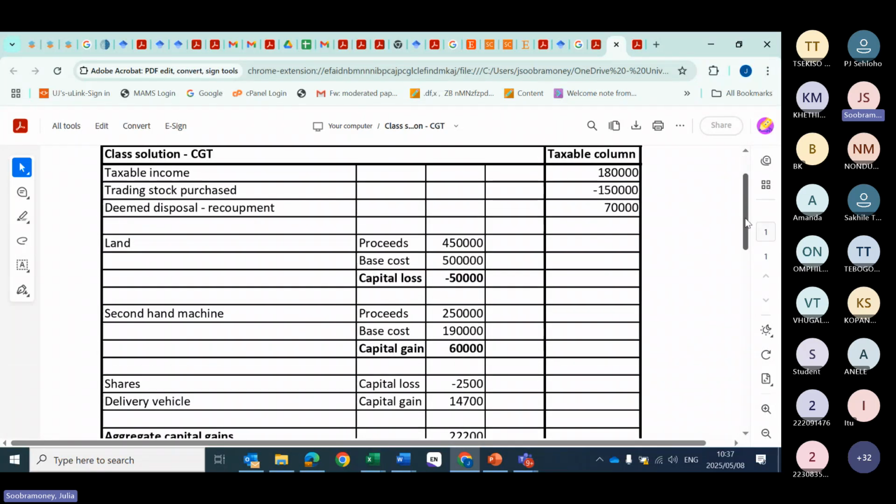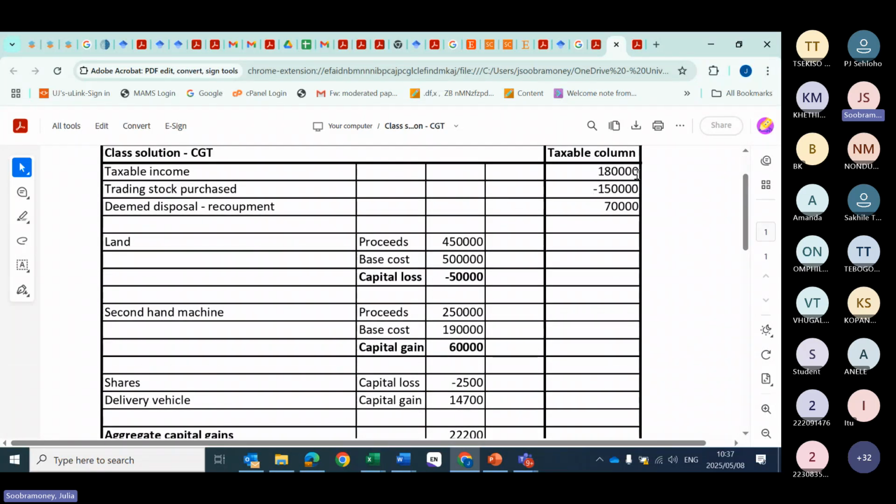All right, so here I've got my taxable income of 180,000. Don't worry about the trading stock. I'm going to come back to that just now. I just want to focus on the CGT part. Okay. So land we sold for 450,000. That was my selling price. Then my cost price of the land was 500.